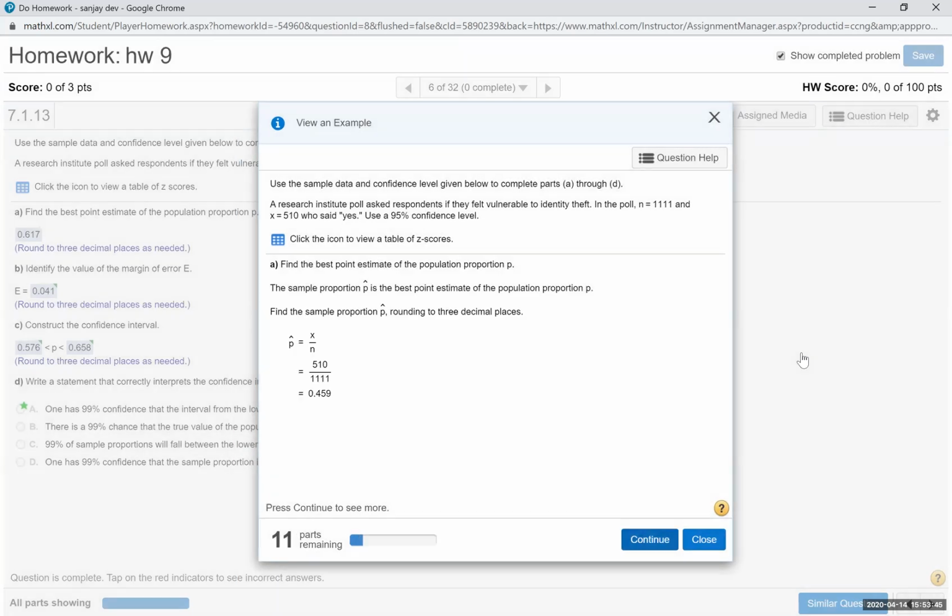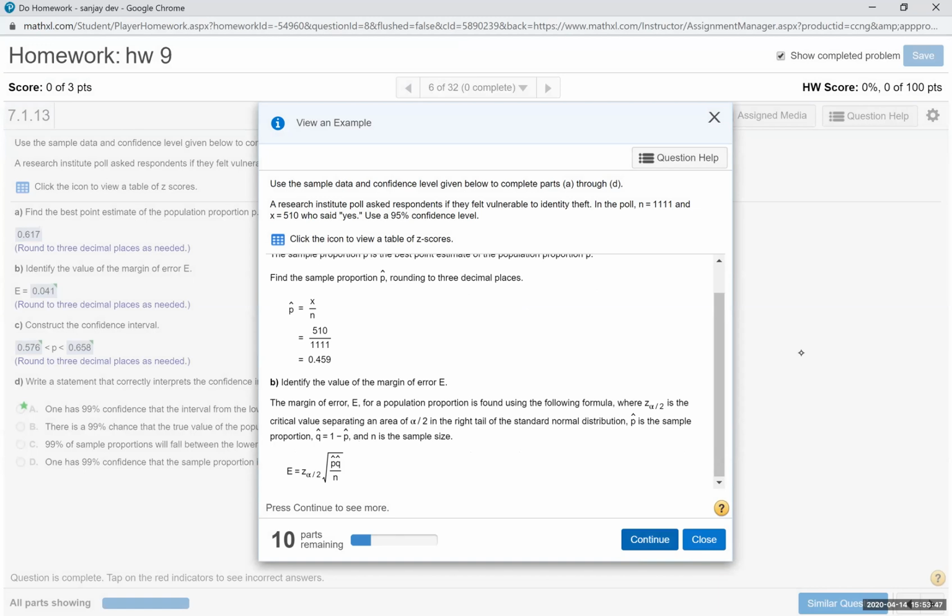The formula, as I could keep on going, there's the formula. It's a little messy looking formula. E is equal to the critical value of Z times the square root of P hat times Q hat divided by N. That's how you get the margin of error, okay? So you could do that.